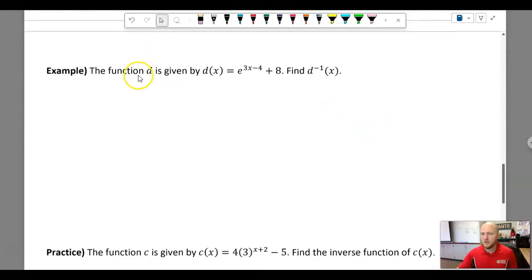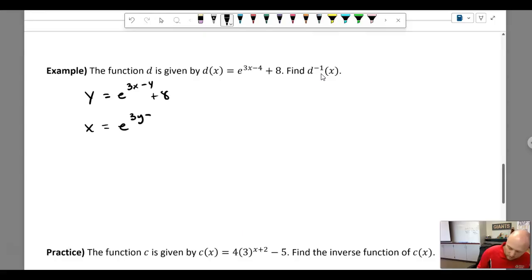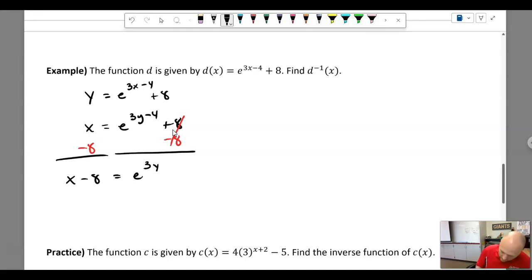Example 2. The function d is given by d of x equals e to the power of 3x minus 4, plus 8. Find d inverse. So d inverse is going to be found by writing it as y equals, and then switching out x and y. It should be a minus 4. So x equals e to the power of 3y minus 4, plus 8. And I'm going to use my inverse operations. So what do I do first? Well, let's get rid of this 8. Subtract 8 on both sides. That will cancel, and we get x minus 8 equals e to the power of 3y minus 4.